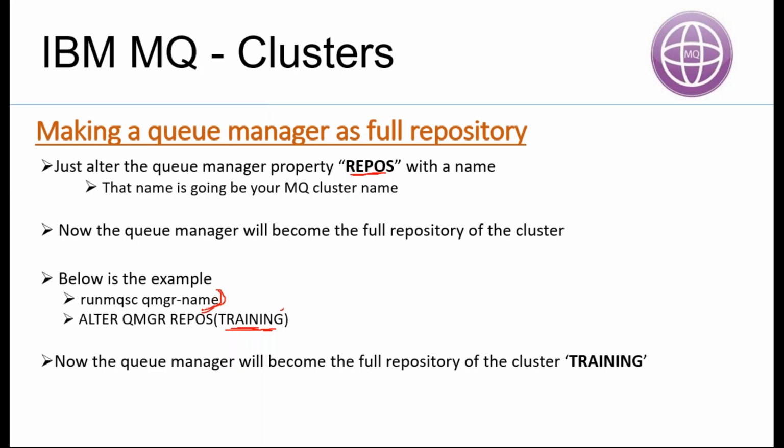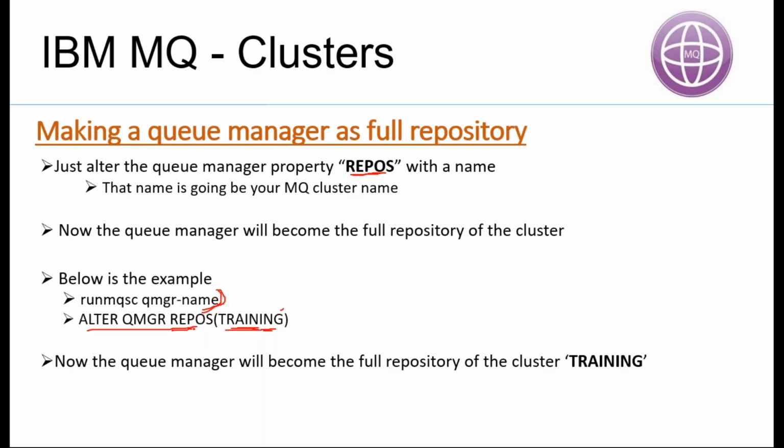Sir, those who have the repository parameter changed, in short, they are all members of one cluster? No, it's not like that. That will become a full repository of the cluster, but it doesn't mean that it will become a member. After changing the REPOS property, we still have to do a lot of things. We have to create some cluster sender channels and some cluster receiver channels, and those have to succeed. Based on that, that queue manager will become a member of the cluster. Just altering this REPOS property doesn't make it a member of the cluster.